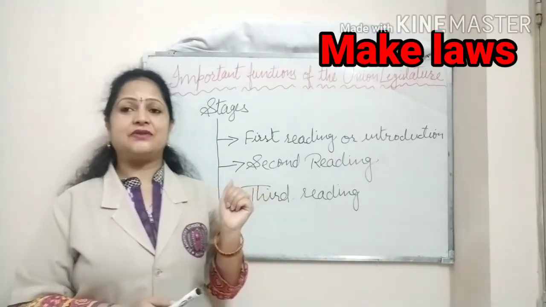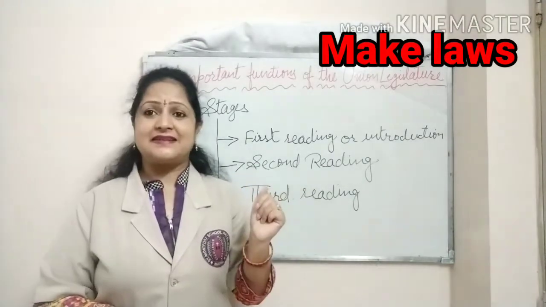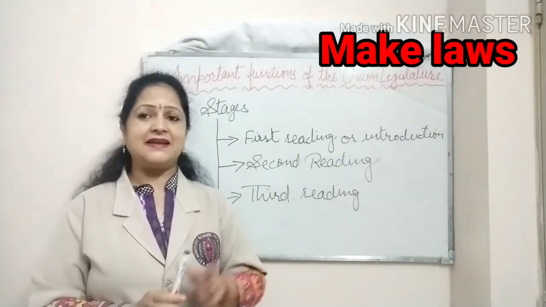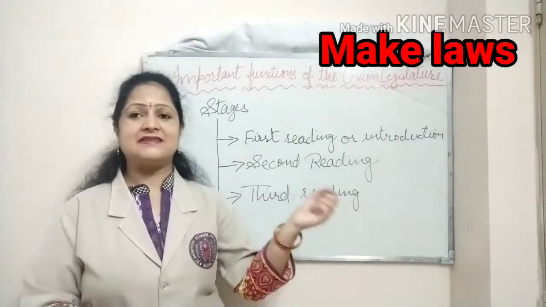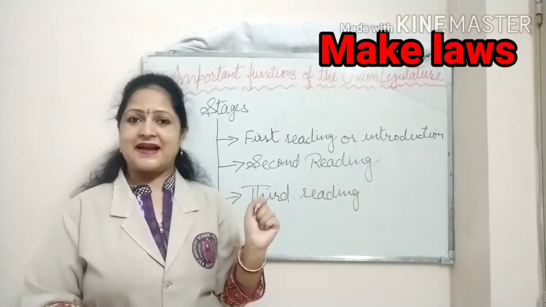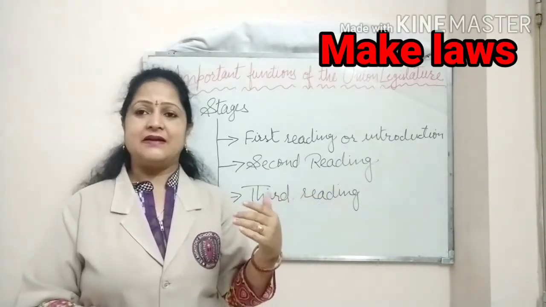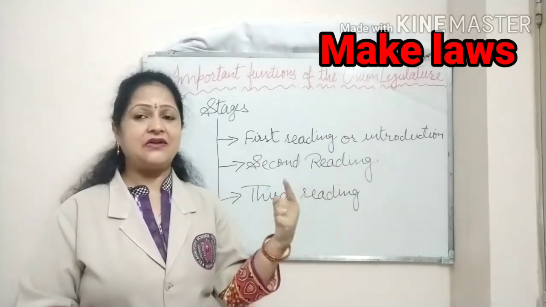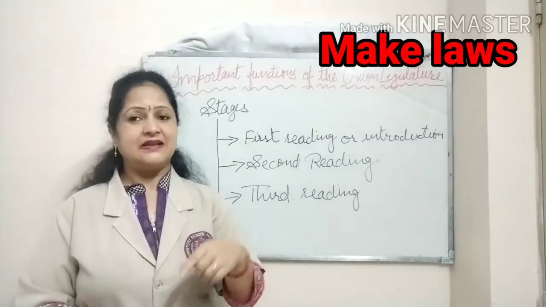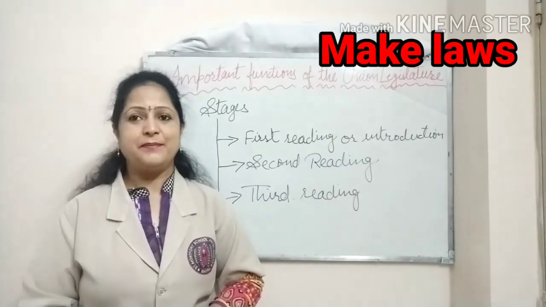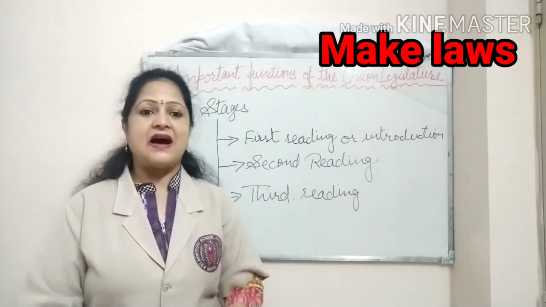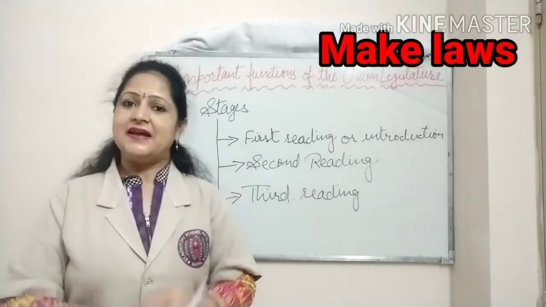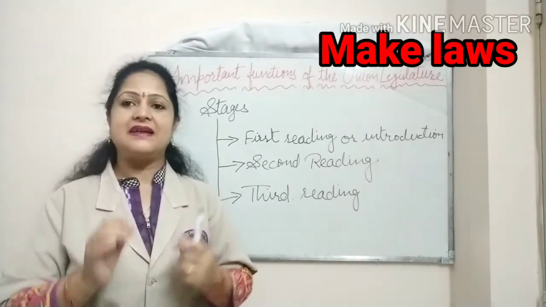When the bill is sent to the president for his assent, it is not necessary that the president will sign it. The president may sign or may send it back to the house with some suggestions. If the bill is returned by the house, with or without changes, then the president has to sign the bill. So this is the whole procedure of how a bill becomes a law. When the president signs the bill, it becomes a law and we call it an act.